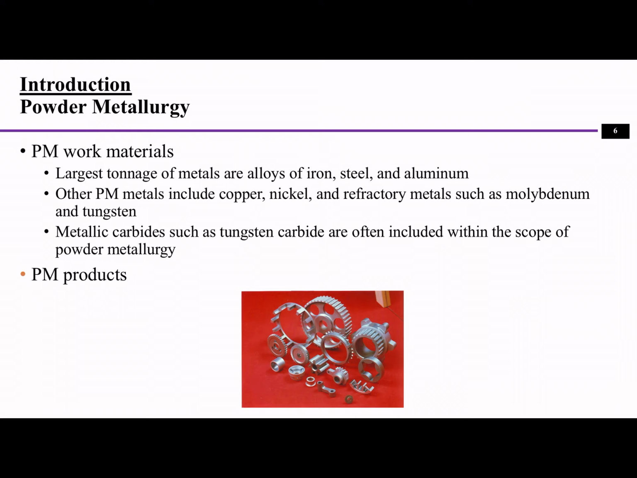Some of the working materials for powder metallurgy can be alloys of iron, steel, and aluminum, and some other metals such as copper, nickel, or some refractory materials such as molybdenum and tungsten. Metallic carbides, such as tungsten carbide, are often included within the scope of powder metallurgy as well. So you can see some examples made from PM. Those can be created by this technology.